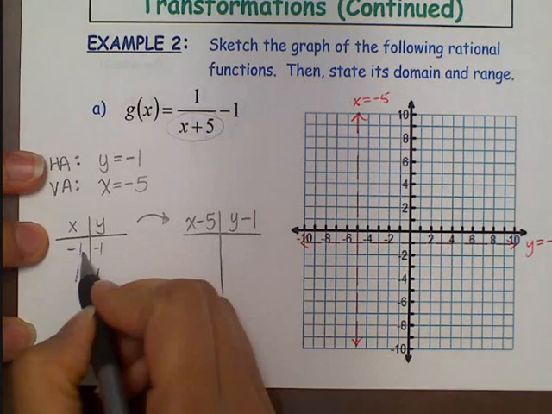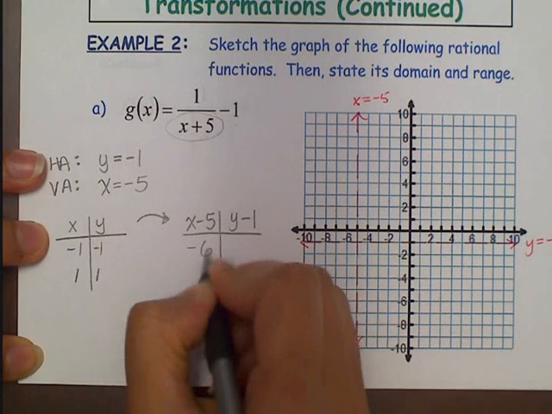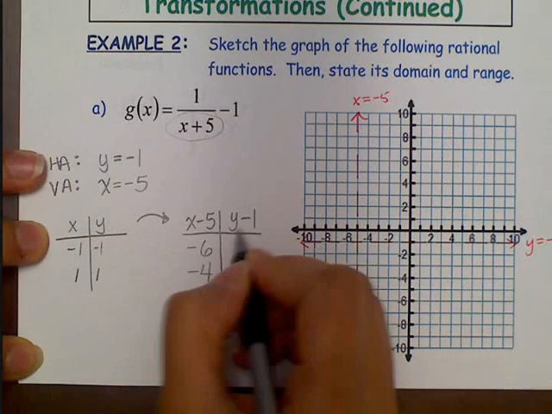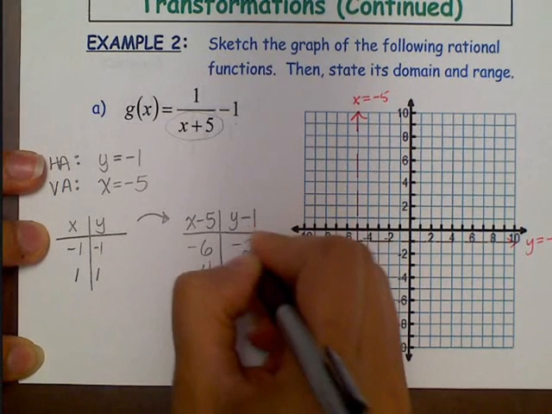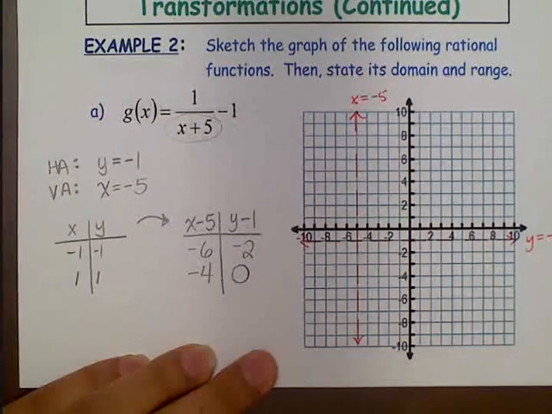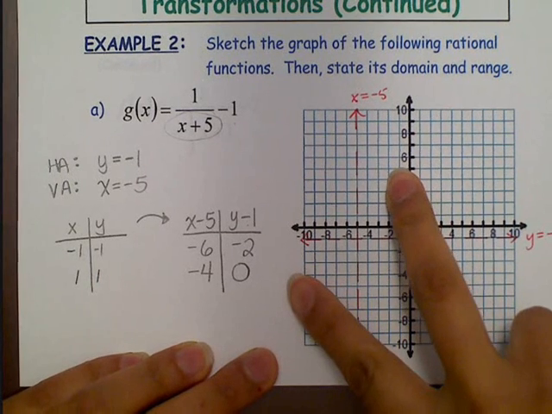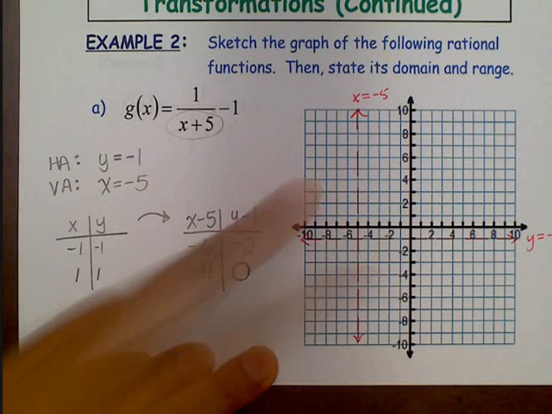So I'm going to take each of these x values and decrease them by 5. -1 minus 5 is -6. 1 minus 5 is -4. If I look at the y values now, -1 minus 1 is -2. And 1 minus 1 is 0. Remember that this is a rational function, so you should expect your graph to either be in these two quadrants based on where your asymptotes are, or in these two quadrants based on where your asymptotes are.